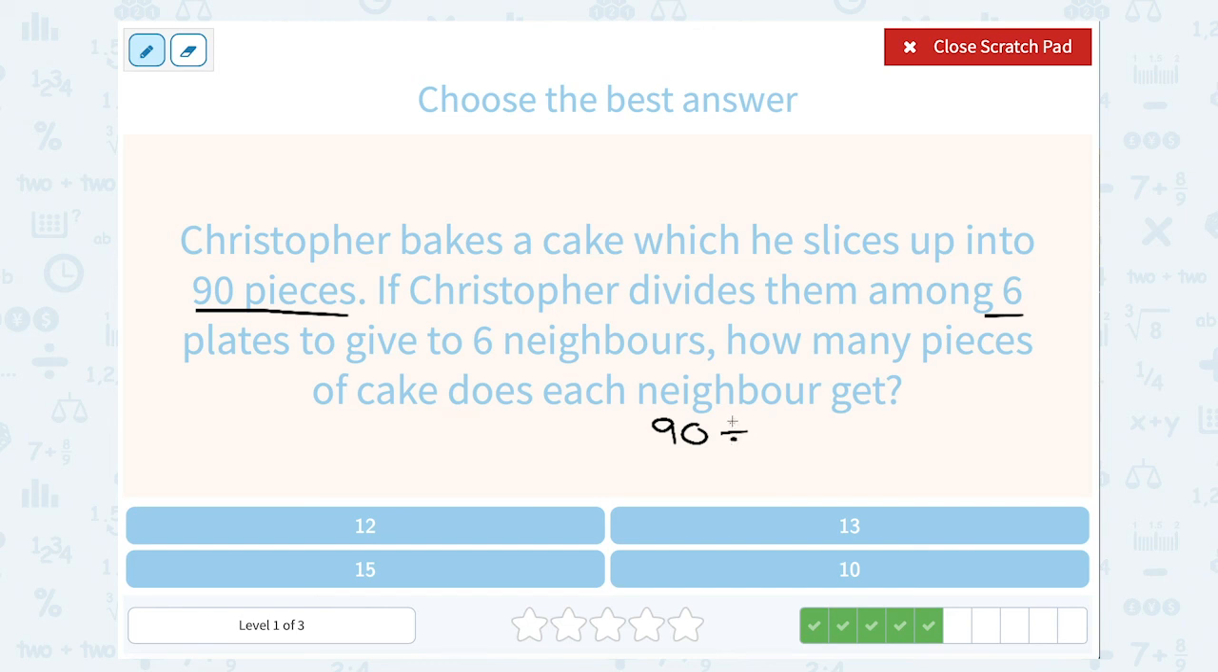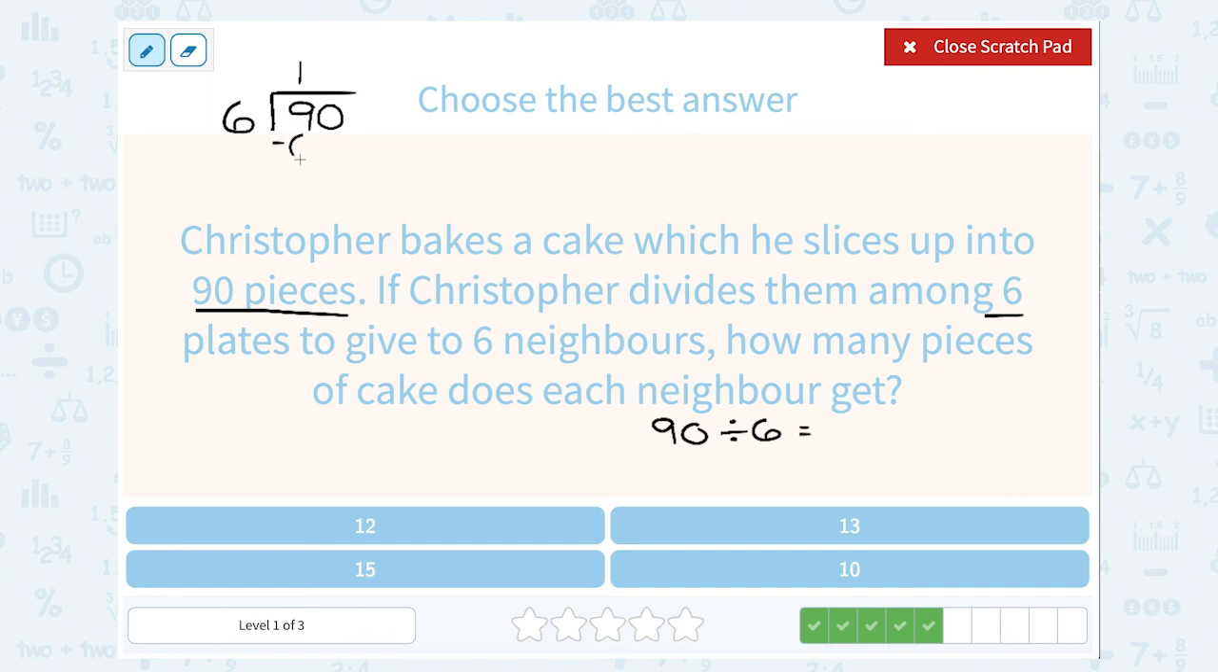Now, if you know off the top of your head 90 divided by 6, you can go ahead and pick it. If you need a little help thinking it through when you have a bigger number like 90, sometimes it's helpful to write it this way, 90 divided by 6, because now we can go one digit at a time. Instead of thinking of 90 all at once, I can say, well, how many times does 6 go into just the 9? Well, 6 goes into 9 one time, right?